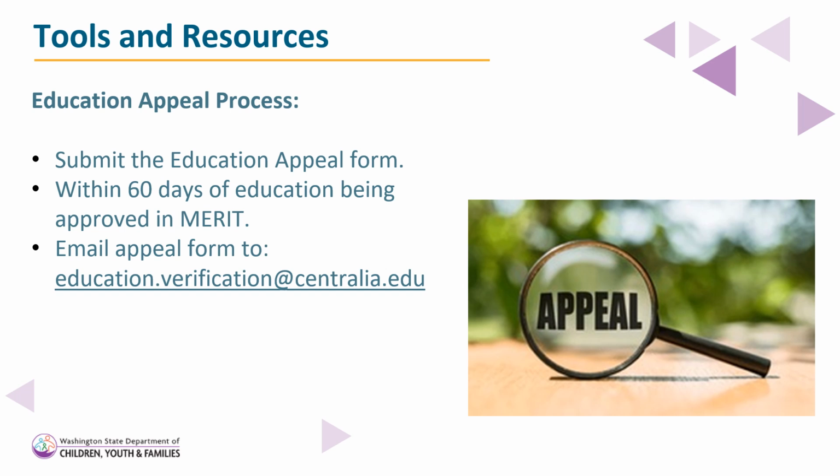Should you believe that your education was recorded incorrectly, you are welcome to appeal. For this, you will need to complete and submit the education appeal form within 60 days of your education being processed and approved in Merit. Email your completed form to education.verification@centralia.edu. We will share this email address in the chat. We will also share the link to the education appeal form in the chat.